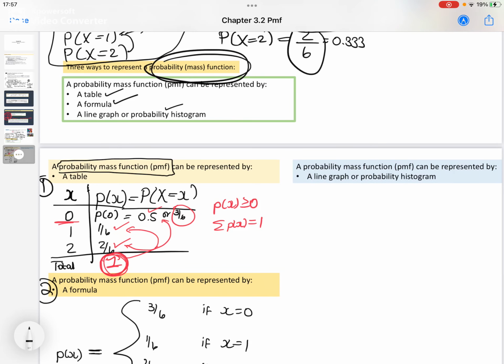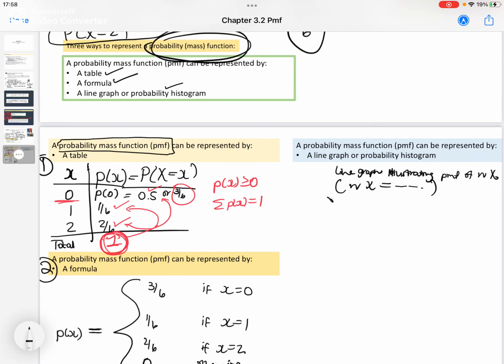Good. Now how do we represent the PMF using a line graph or probability histogram? Graphically, we know that if you draw any graph, you have to start with a title, right? So you can write down your title: line graph illustrating PMF of random variable X, where random variable X denotes the number of defectives in a randomly selected container, right?